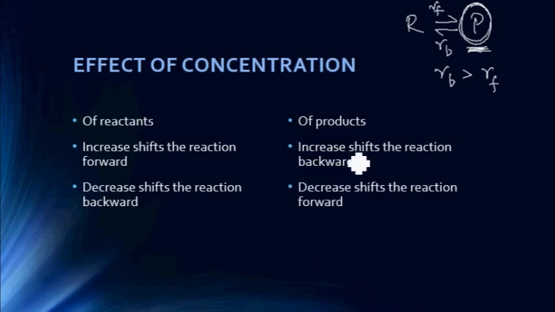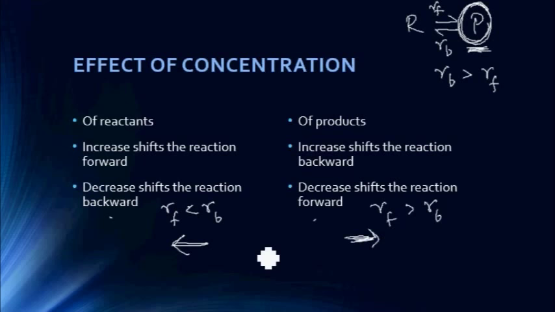And inversely, if you decrease the concentration on the product side, it will shift the reaction in the forward direction. That is, a decrease in product will make RF greater than RB, whereas a decrease in reactants makes RF less than RB. That is, it shifts in the backward direction, and here it shifts in the forward direction. So you have to remember what happens if I change the concentration of reactant, and what happens if I change the concentration of product. It is pretty simple.